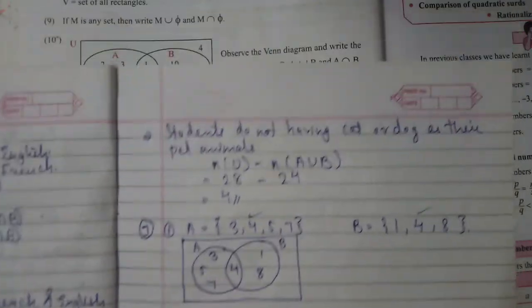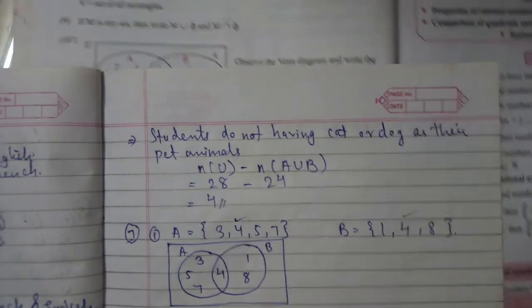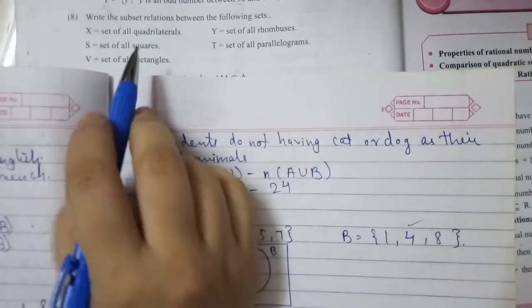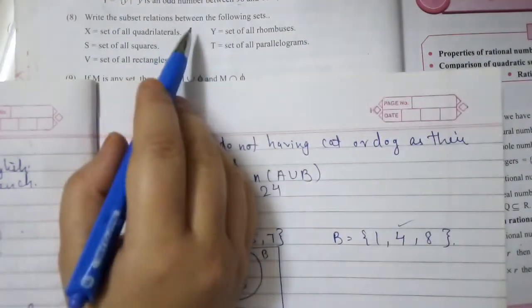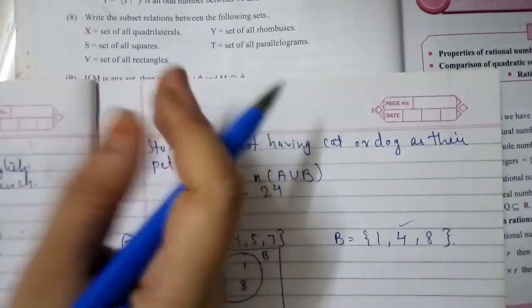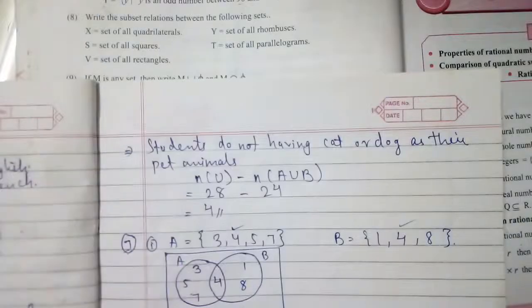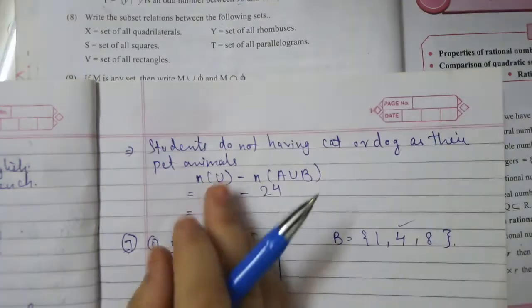Now let's solve question number 8. Students, question number 8 is: write the subset relationship between the following sets. Students, this also we have done in, I think, practice set 1.3.